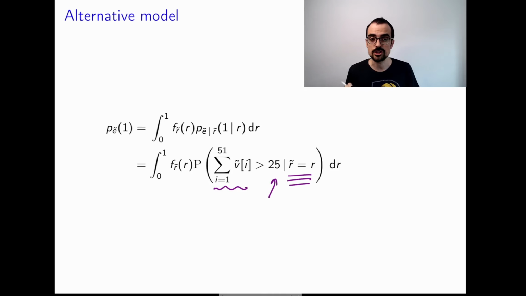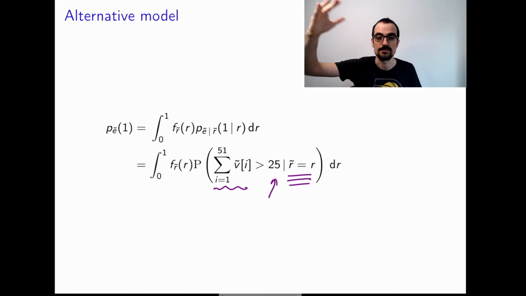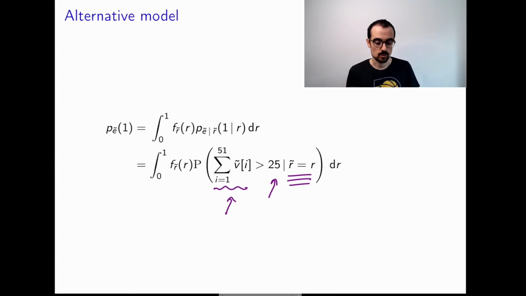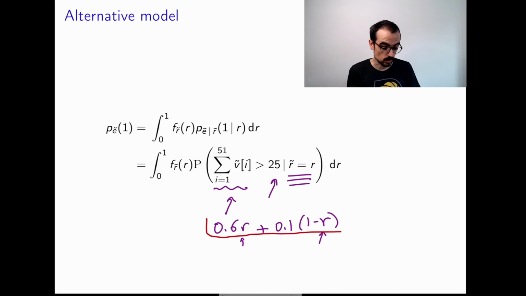Okay, so if we condition on the rural turnout, we fix it to R. You can imagine that R is 0.5, 0.6, whatever it is. With a fixed value of R, what is the distribution of this? Well, each V_i is going to be equal to 1 with probability 0.6 times R plus 0.1 times (1 minus R). And this R is fixed for all of them. So they all have the same probability of being equal to 1.